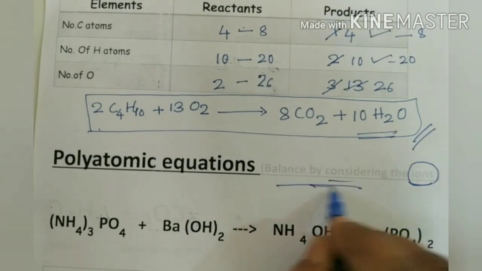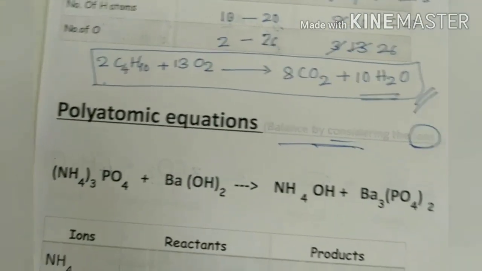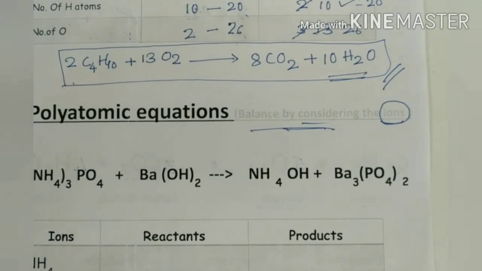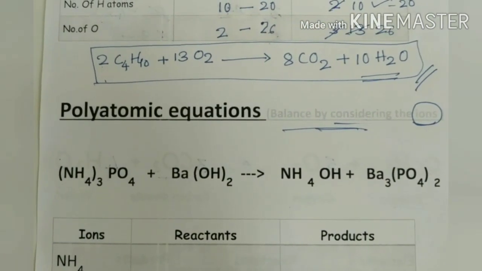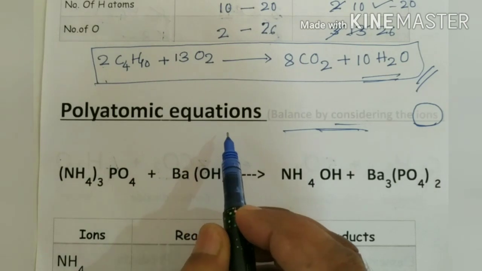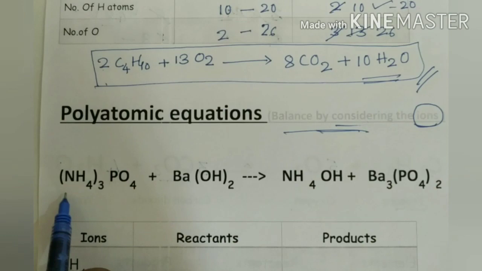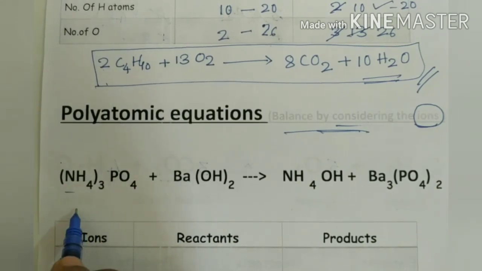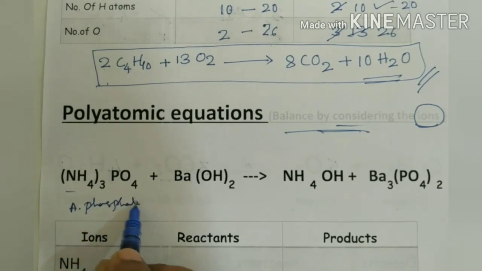You have to consider the ions while balancing the chemical equation. So let us discuss one or two examples, and that will help us balance this type of chemical reaction. Now I have taken an example of such a polyatomic equation, that is (NH4)3PO4. What is the name of this compound? Yes, you are correct. It's ammonium phosphate.